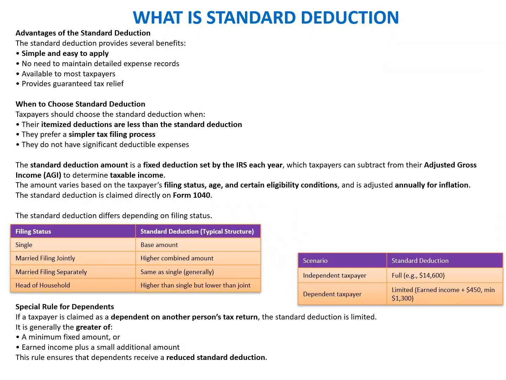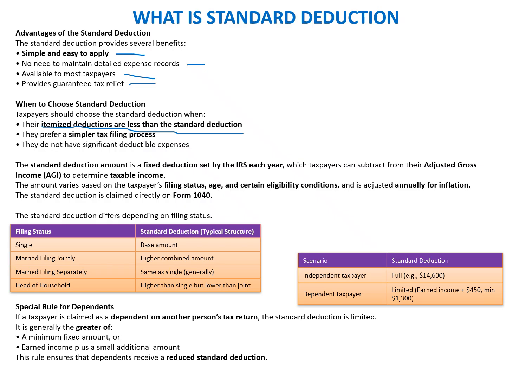So what are the advantages of the standard deduction? The standard deduction provides several benefits: it is simple and easy to apply, there is no need to maintain detailed expense records, it is available to most taxpayers, and it provides guaranteed tax relief. And a taxpayer chooses the standard deduction when their itemized deductions are less than the standard deduction.